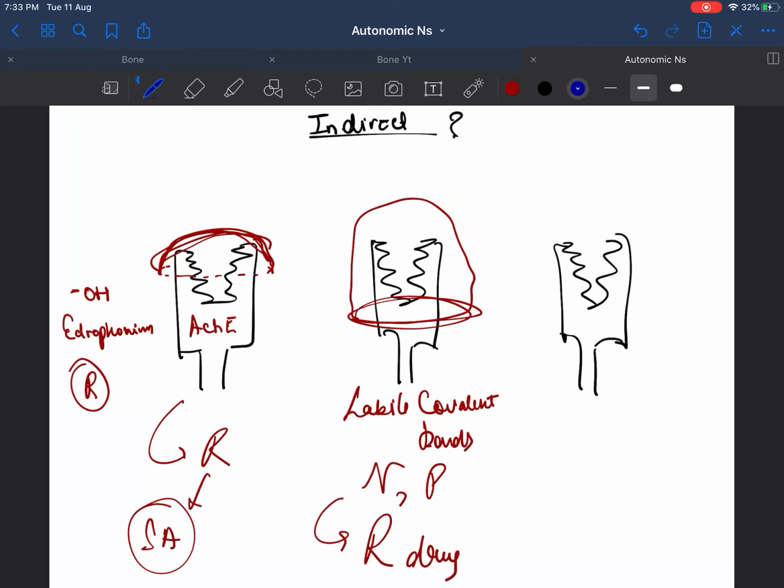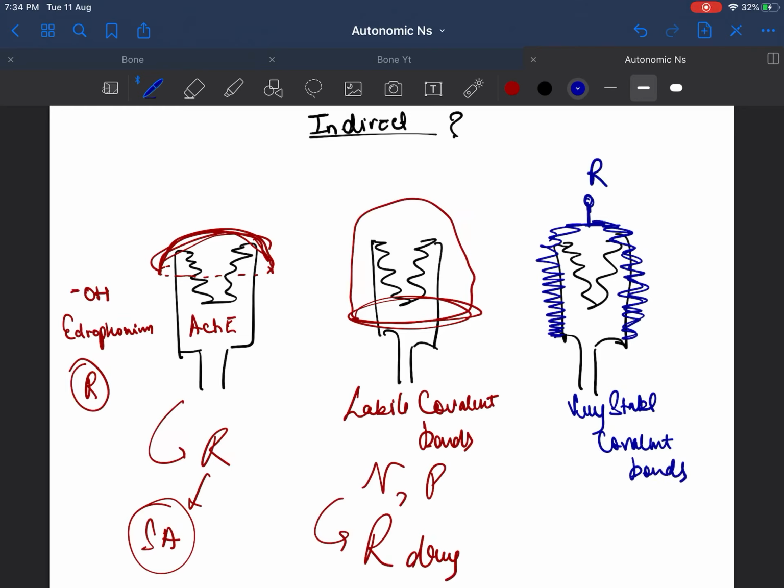Now there are some drugs which bound very tightly to the enzyme, and they had a type of lid over them, which contained an alkyl group. These drugs were forming very stable covalent bonds, and this led to very prolonged action of ACH and actually leads to toxicity of ACH.